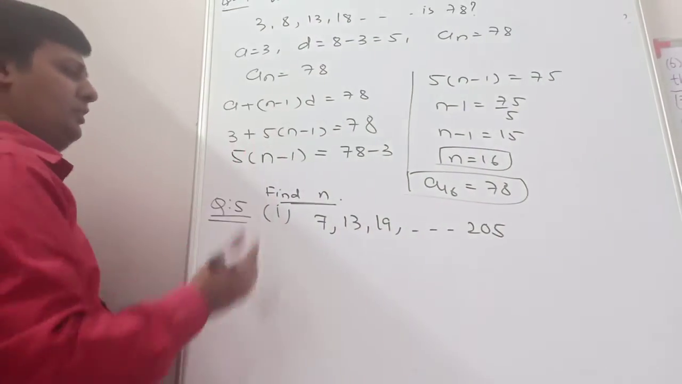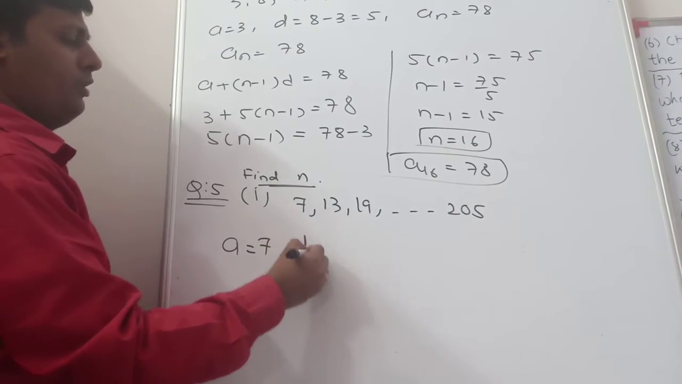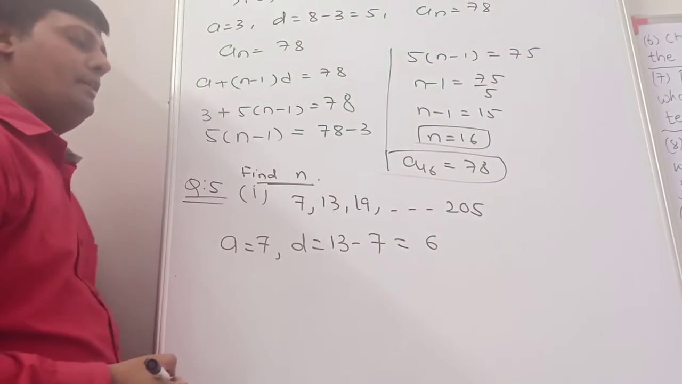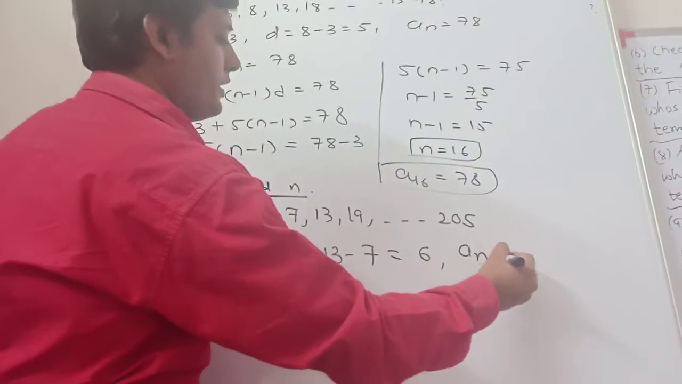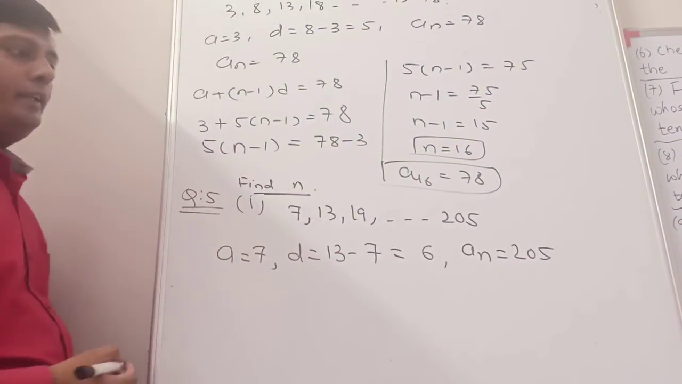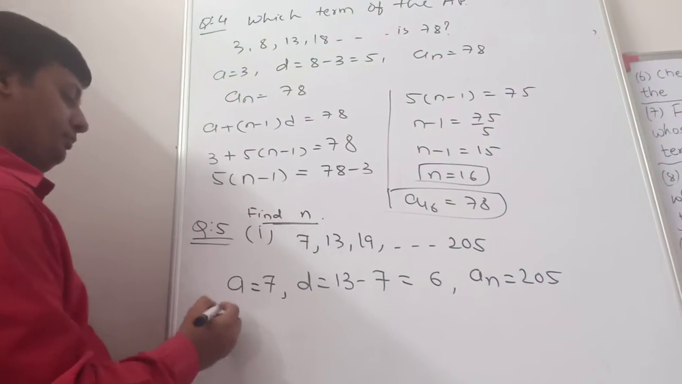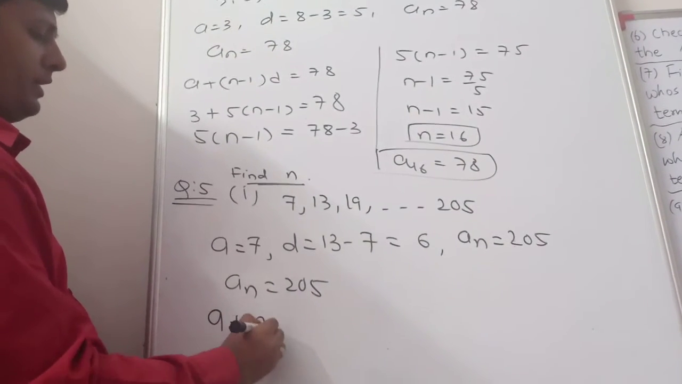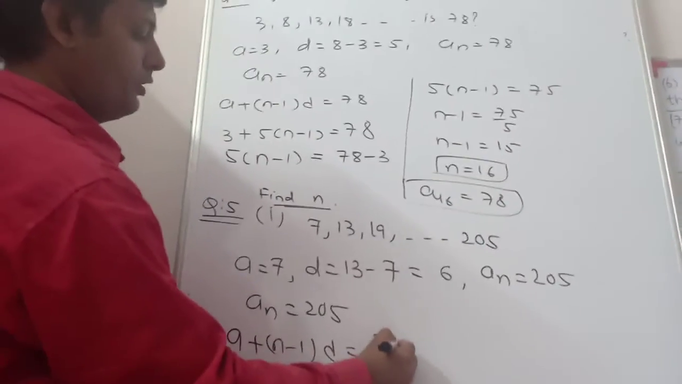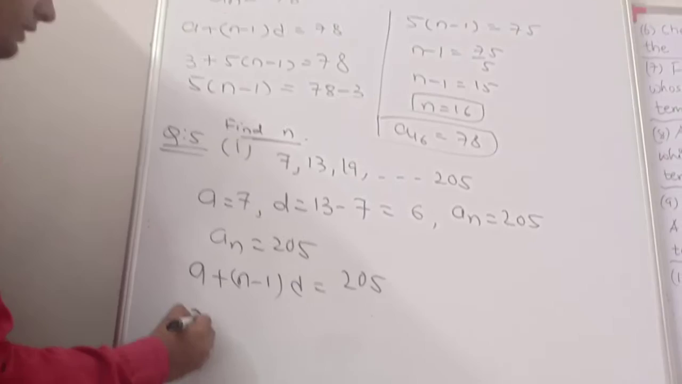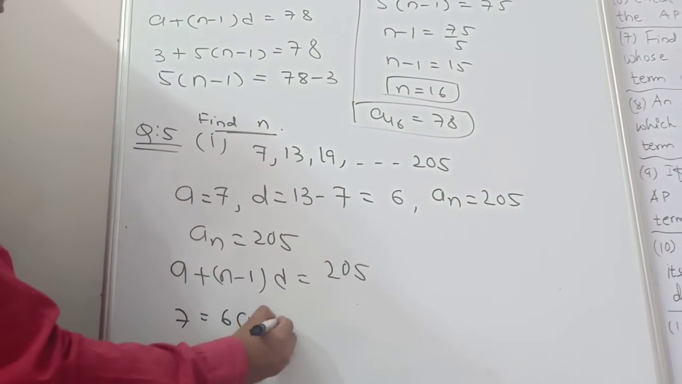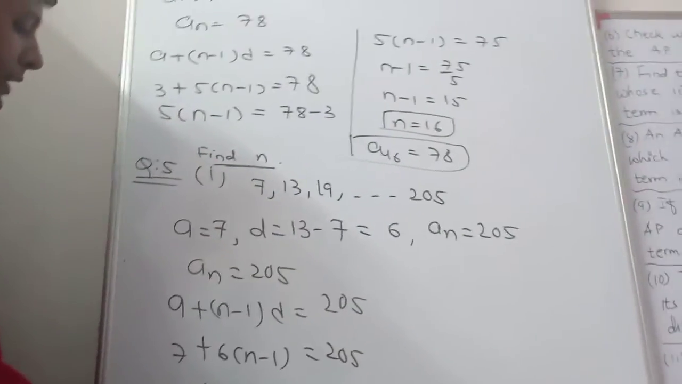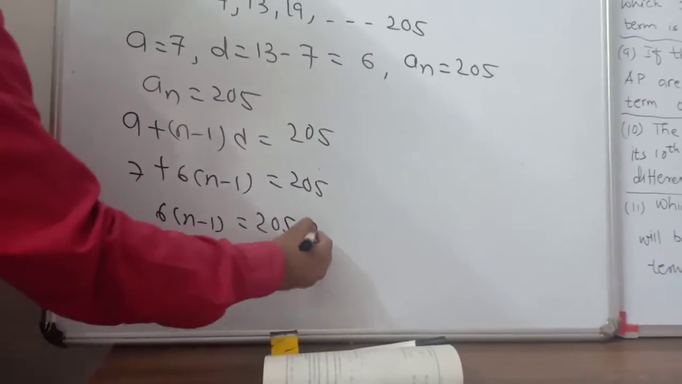Clear? Okay, so same as these sums, a is equal to 7, the first term. Common difference: second term minus first term. So 13 minus 7, that means 6. Okay. an is equal to 205, right? an is equal to 205. Formula: a plus n minus 1 into d is equal to 205. a, that means 7, d is 6, into n minus 1 is equal to 205. Right, 6 into n minus 1 is equal to 205 minus 7.